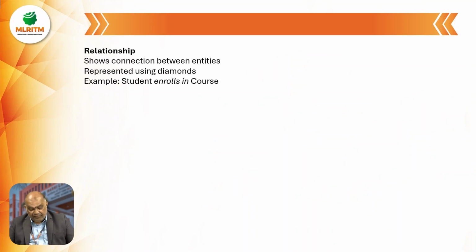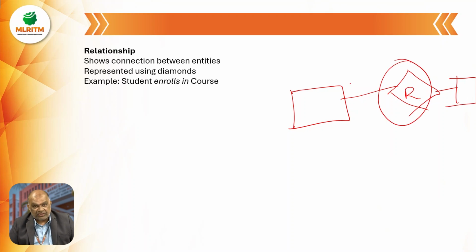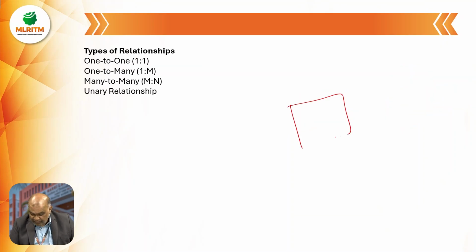So the relationships, we can maintain the relationship between the different entities. As I told, the relationship between the entities is maintained with a symbol which is called a diamond. So this is the relationship. So we have different types of relationships between the two entities. One to one, we will represent like this. One to many, we represent like this. This is one to many.